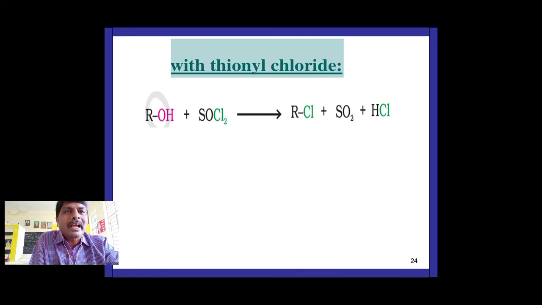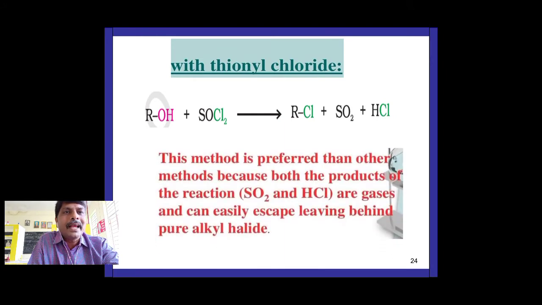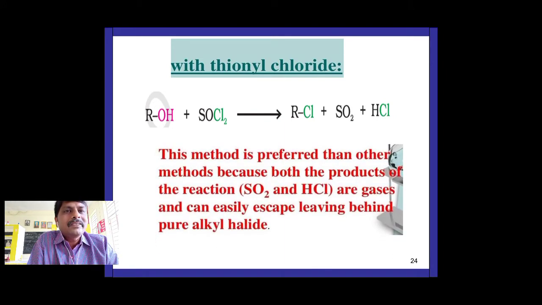Alcohol reacts with thionyl chloride, it will give chloroalkane. This method is very, very important. This method is preferred over other methods because both the products of the reaction are gases: SO2 is a gas, HCl is a gas. SO2 can escape, HCl also will escape. In this method you will get pure alkyl halide. To get pure alkyl halide, what is the suitable reagent? Thionyl chloride, because all the other byproducts are gases.